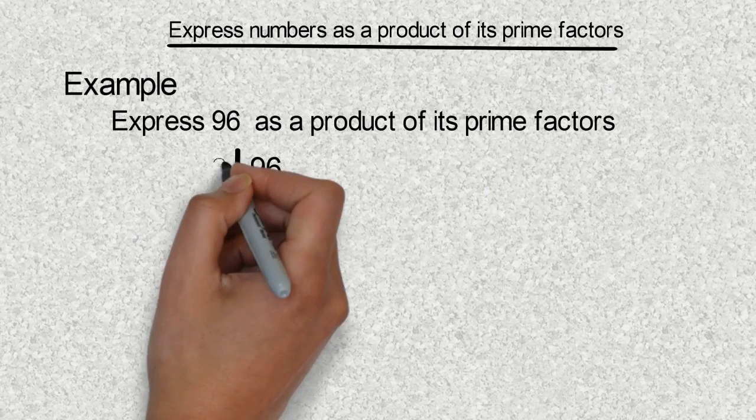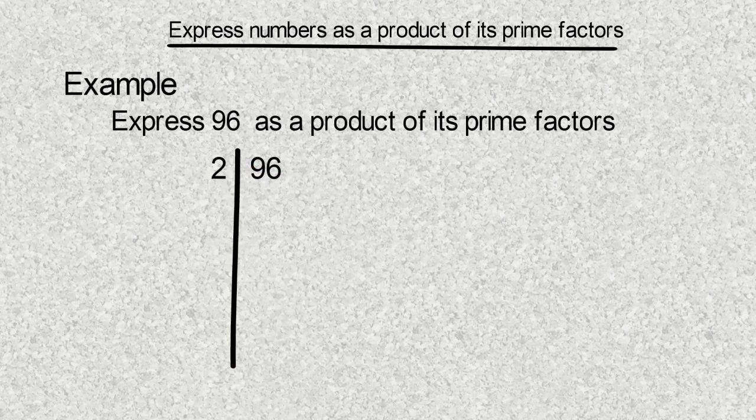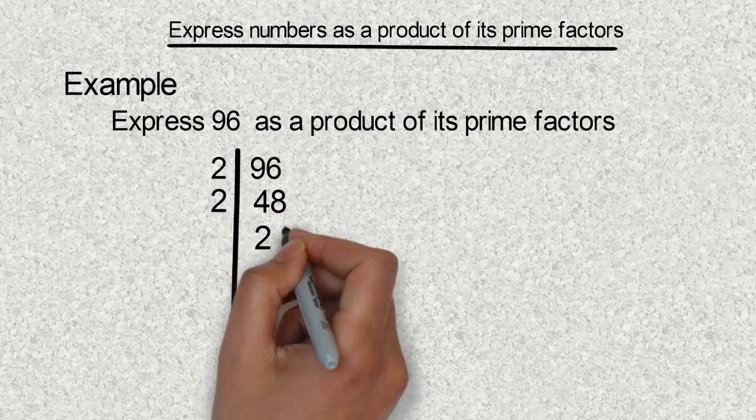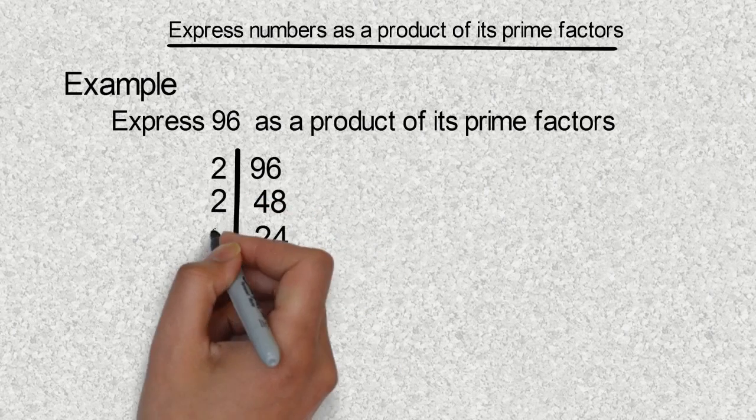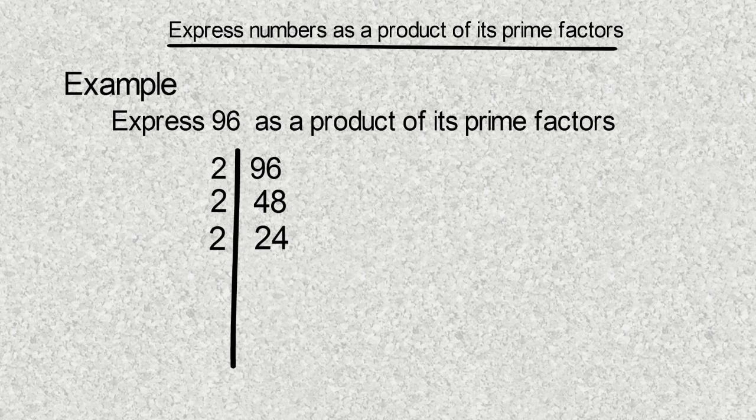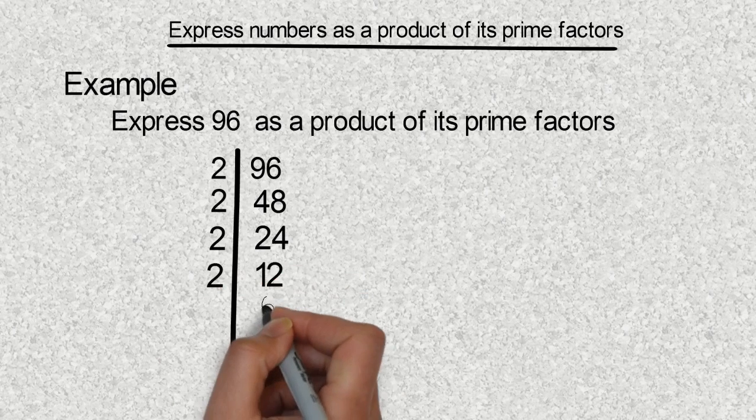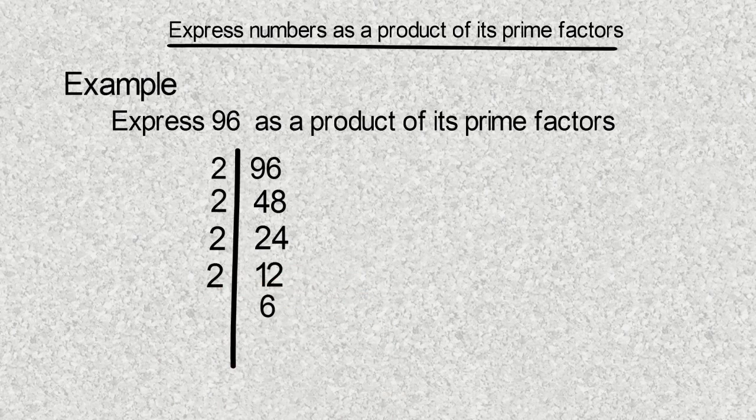So 2 in 96 will give me what? 48. So can 2 go again? So we divide by 2 again. 2 in 48 will give me what? 24. Can 2 go again? Yes. 2 in 24 will give me what? 12. Can 2 go again? Yes. 2 in 12 will give me what? 6. Can 2 go in 6? Yes. 2 in 6 will give me 3.